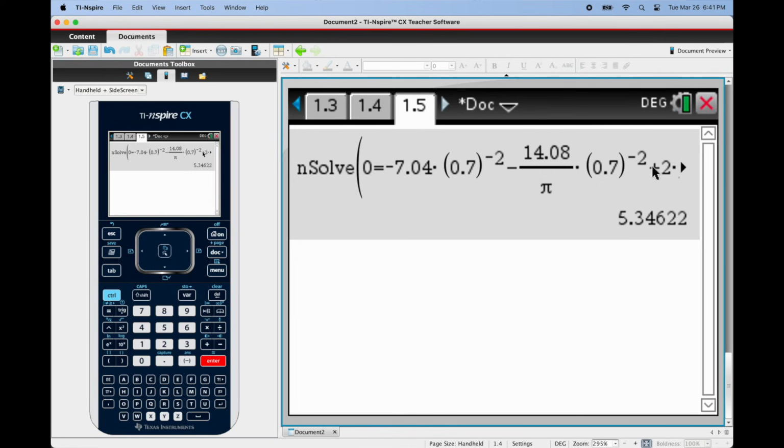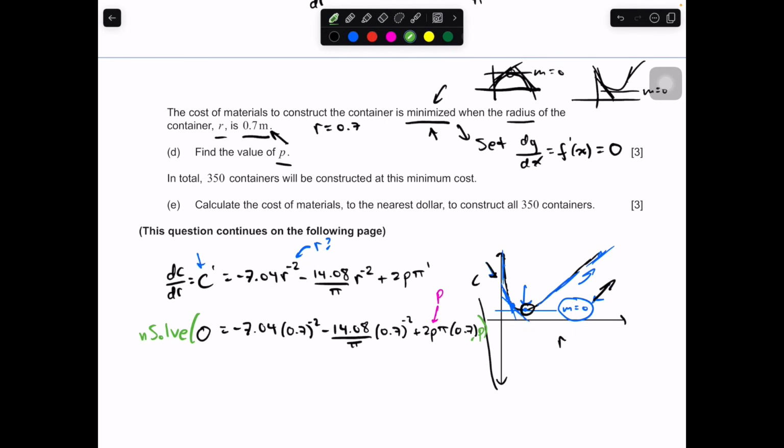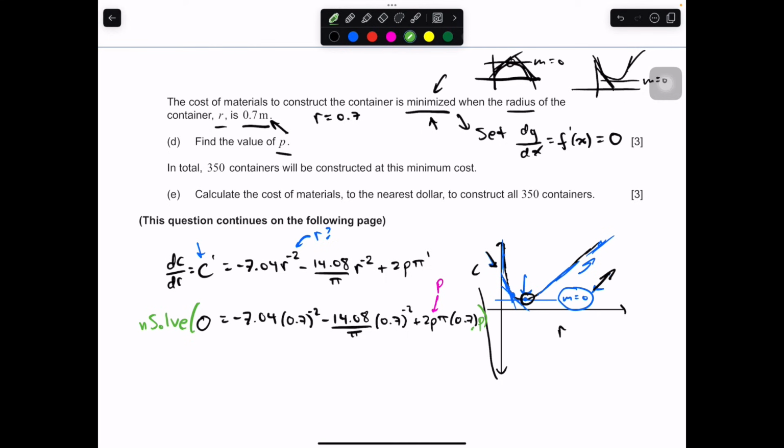It's fantastic. So find the value of p. p is the cost of this rectangular lid. So the minimized cost of materials to construct the container is minimized when the radius of the container is equal to r. So minimized, find the value of p. So we had just this p as an unknown. And therefore p is equal to 5.34622, or p is equal to 5.35. Okay, and then we can imagine it's dollars. Wow. Okay. Good question.